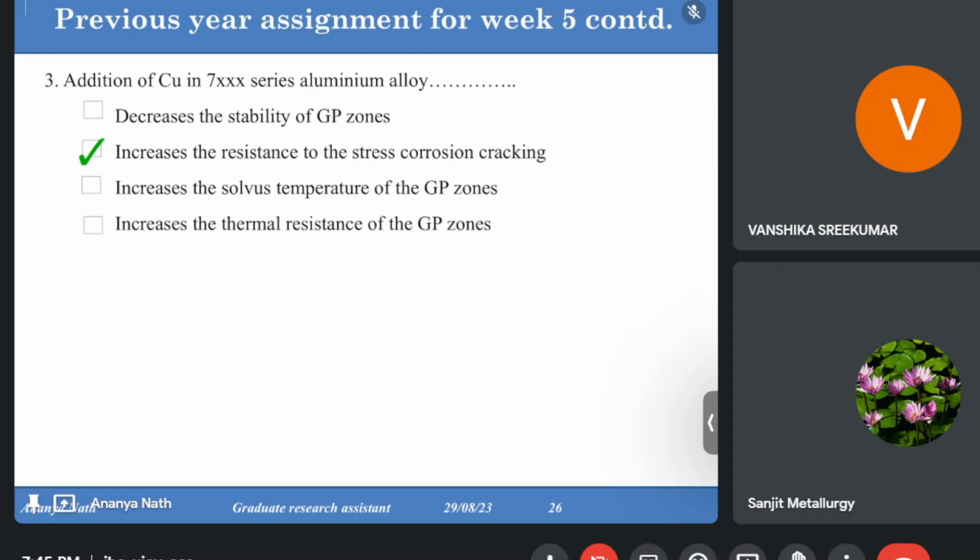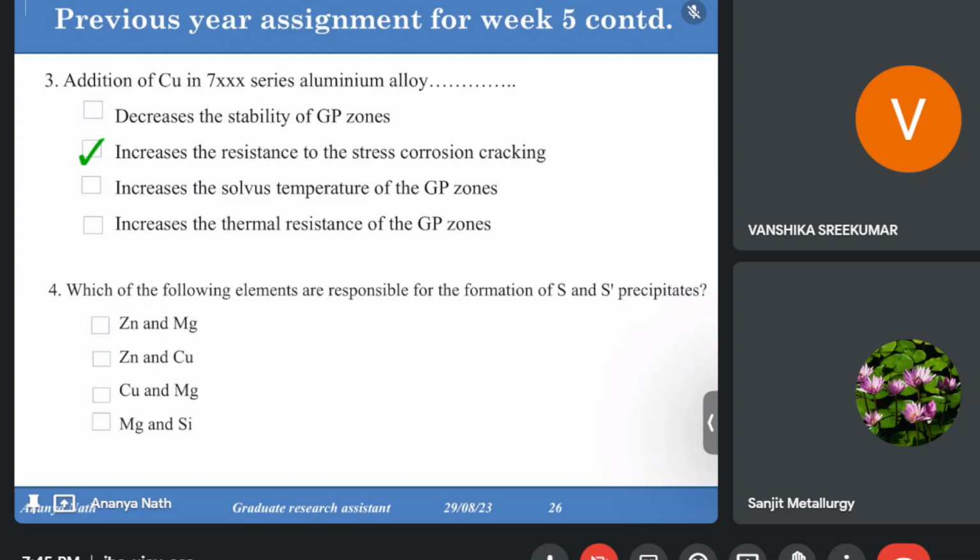The next question is, which of the following elements are responsible for the formation of S and S prime precipitates? So it's copper and magnesium. Okay, so this answer is also correct. You have got your answer, right? Yes, ma'am. Okay, this one is also correct.